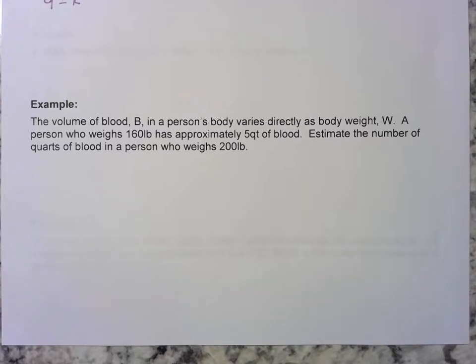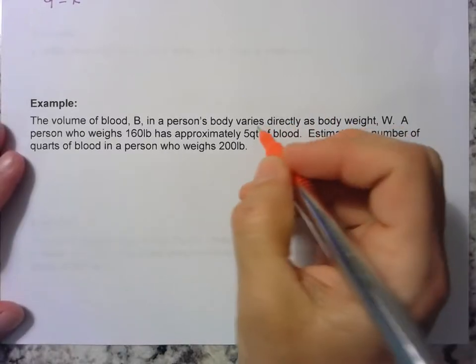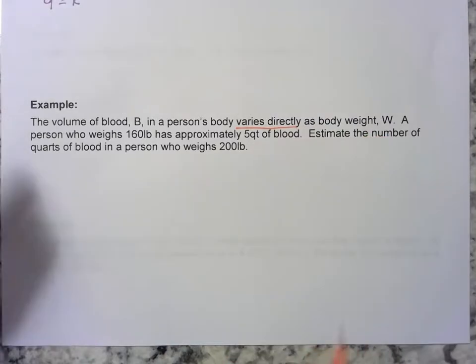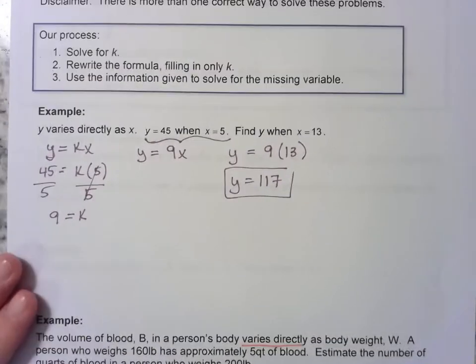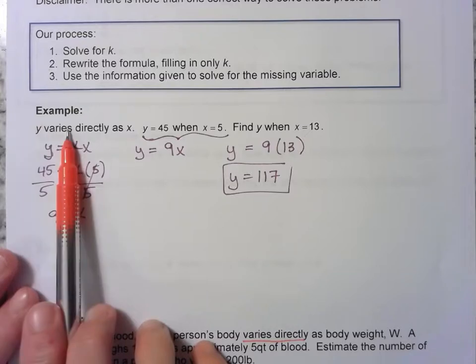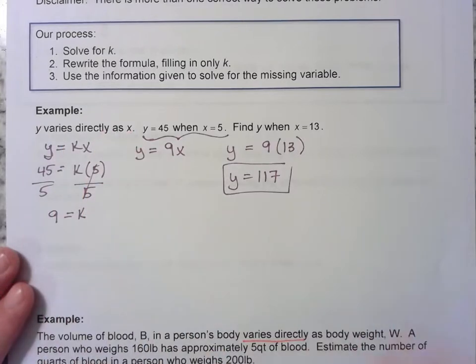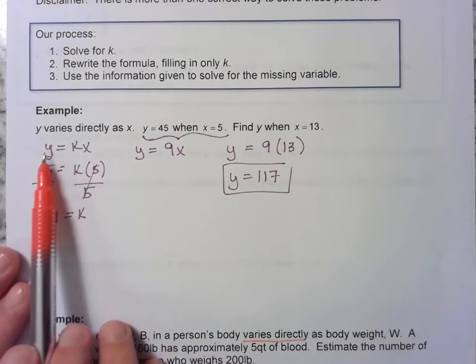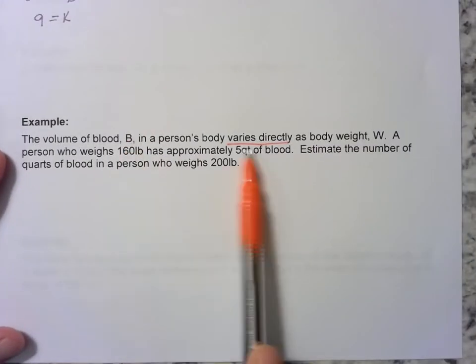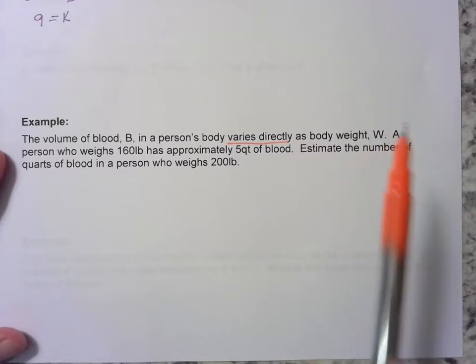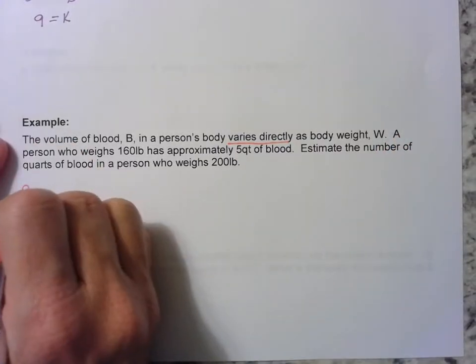It tells us that this information varies directly. But this time, instead of X's and Y's, we have B's and W's. Notice up here it says Y varies directly as X. And we use this formula, Y equals KX. This says B varies directly as W. So B varies directly as W.